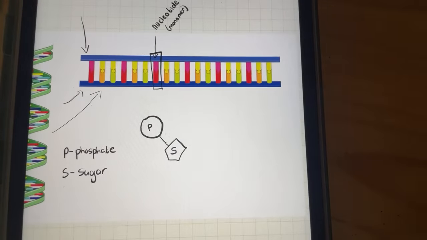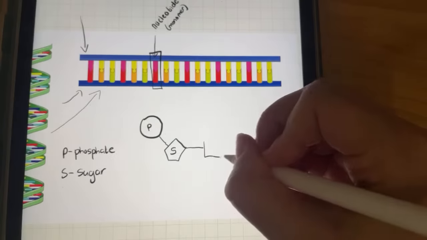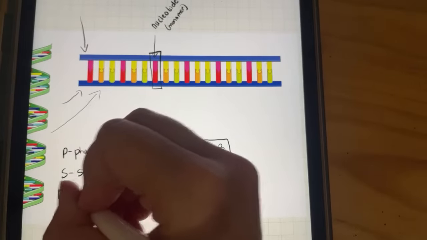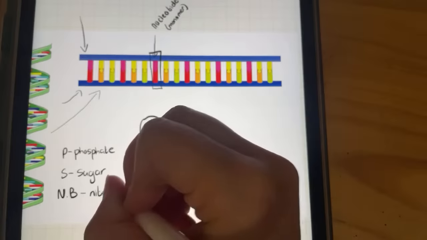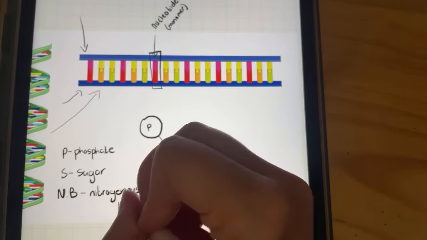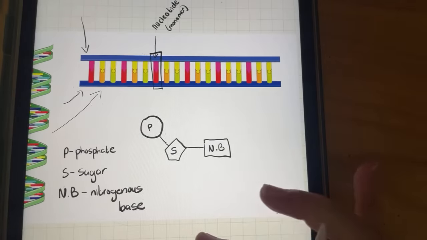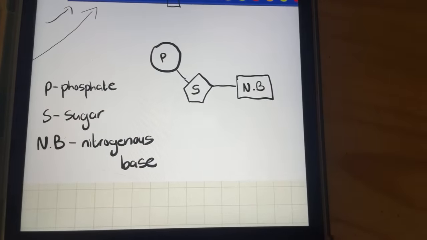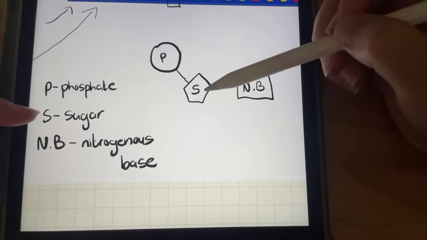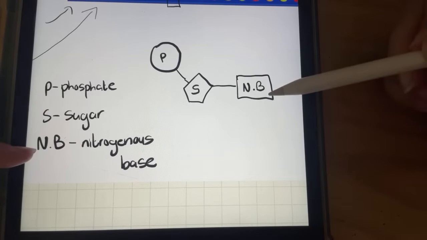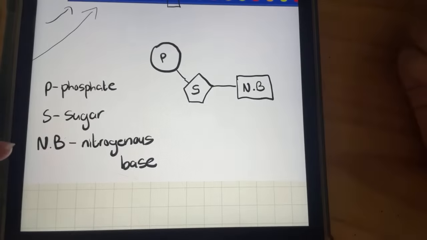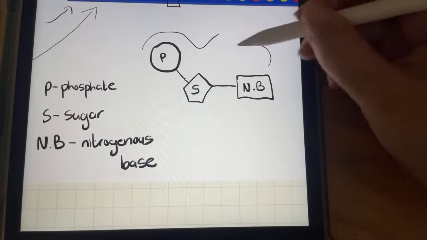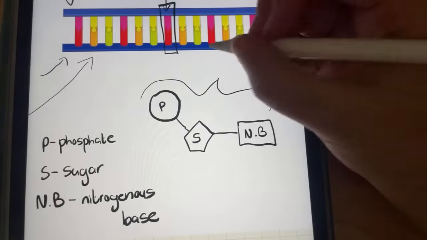And the final component is going to be something called a nitrogenous base. And I'm just going to put here NB, and NB stands for nitrogenous base. Okay. And there's some clues in their names as to what they're obviously made out of. And I'm going to elaborate a little bit further as well. So we've got a phosphate, which is attached to a sugar, and that sugar is attached to something called a nitrogenous base. The name nitrogenous means it's made out of nitrogen. Now, this is one singular nucleotide.